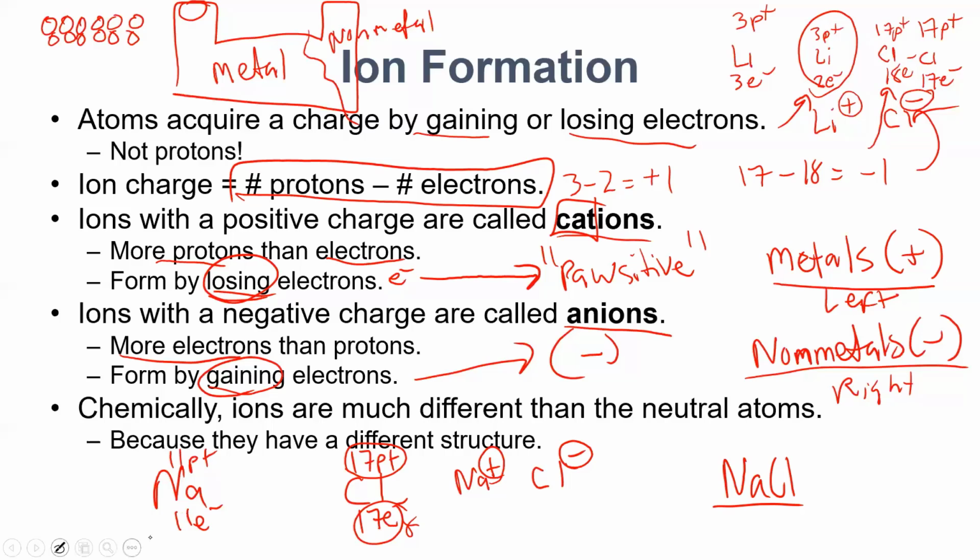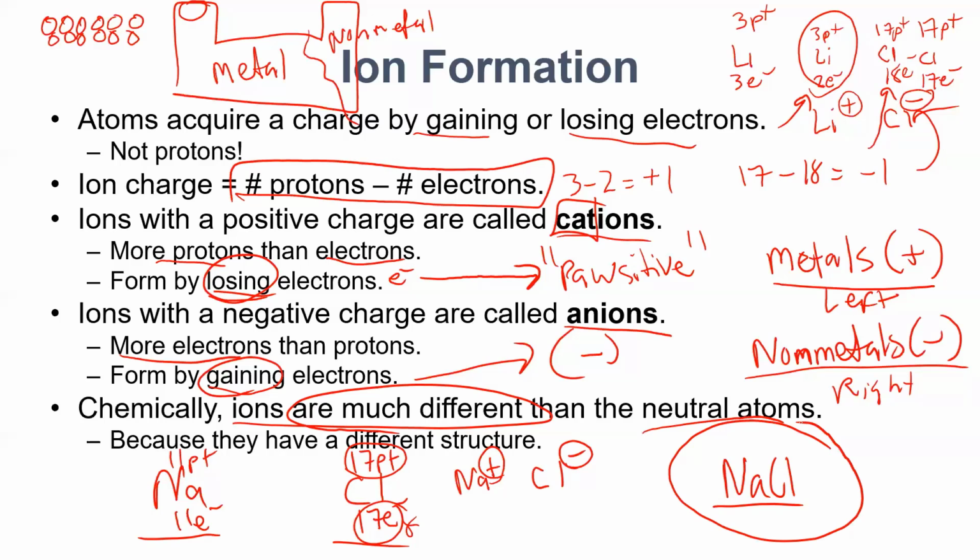So I take an explosive metal and a brown noxious gas, and when they exchange electrons, now they're very different from their neutral atom. And how do I know that? Because you sprinkle this all over your delicious French fries. So that's what we're going to talk about. We're going to show you how to figure this out.